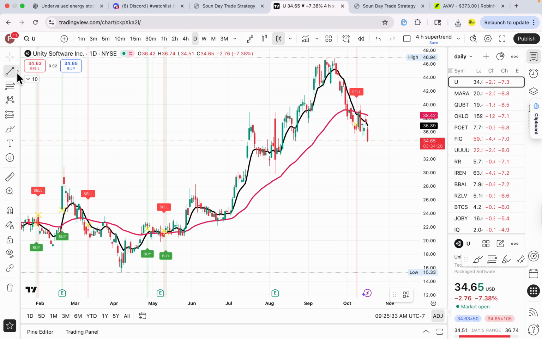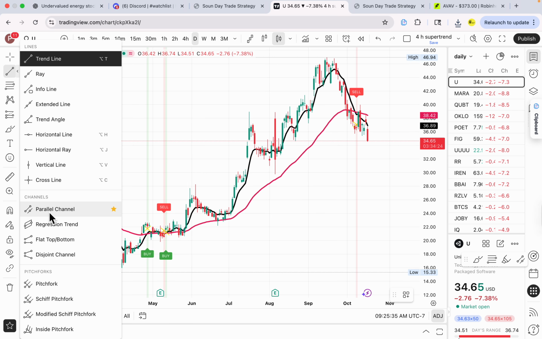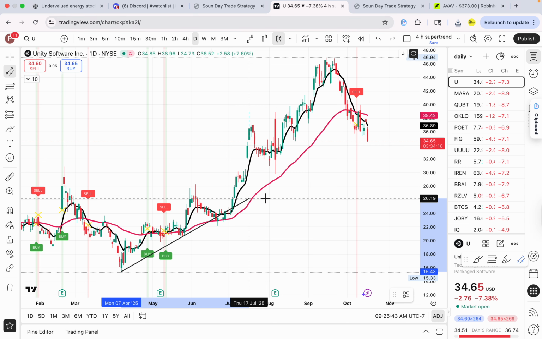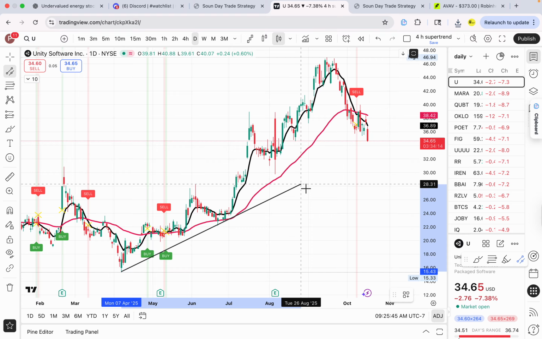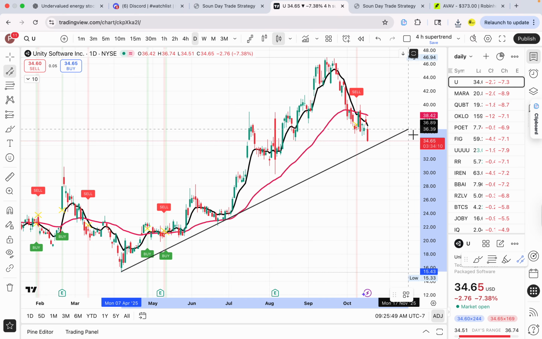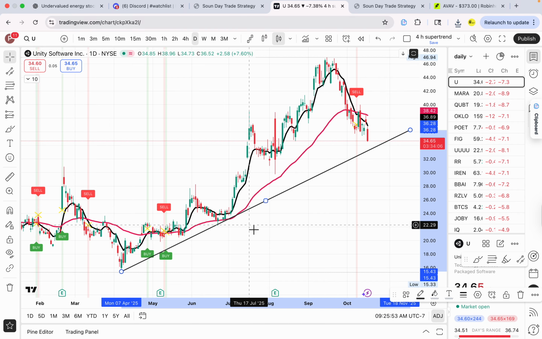So I go with the parallel channel. I will teach you how we make a parallel channel. This is the lowest point, in April 2025. I hope you remember. Start from there, keep going, and I see it touching here. So it touched here. Let me remove this. This is the 50 EMA, and this is the 9 EMA.